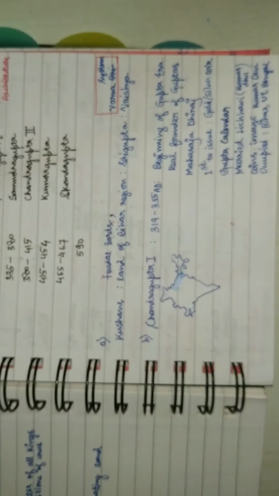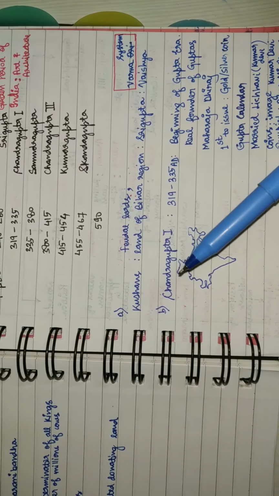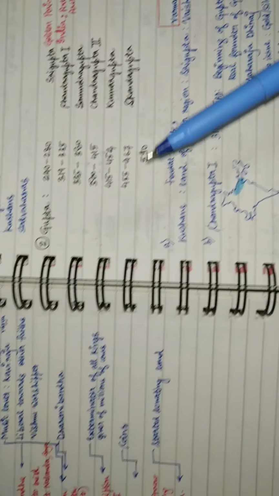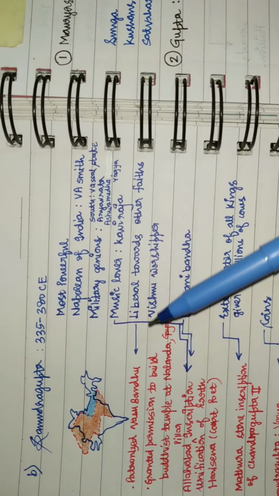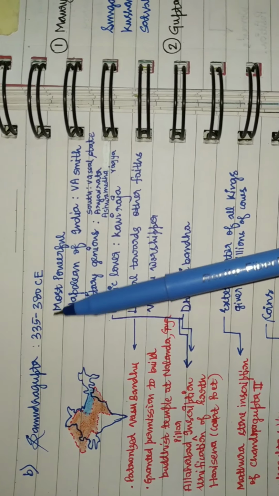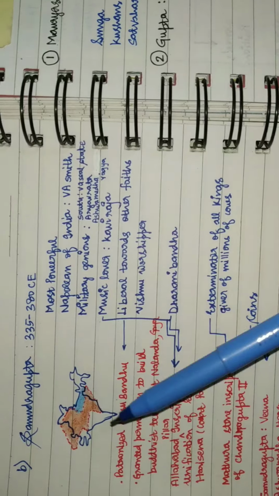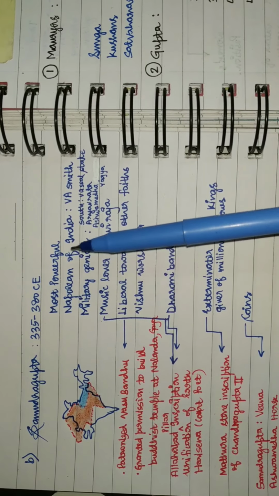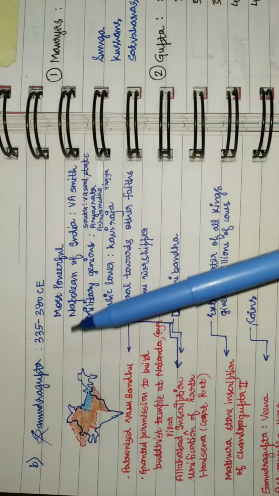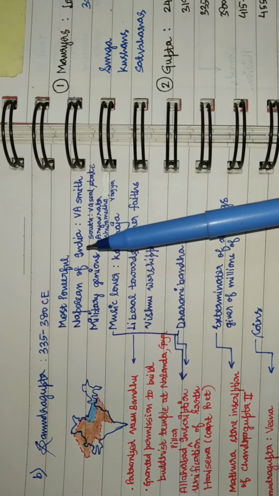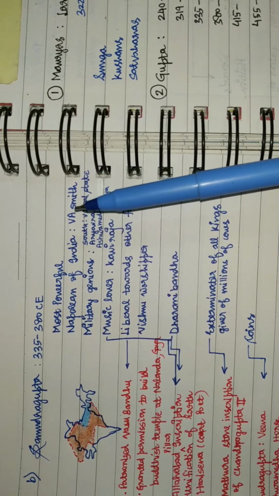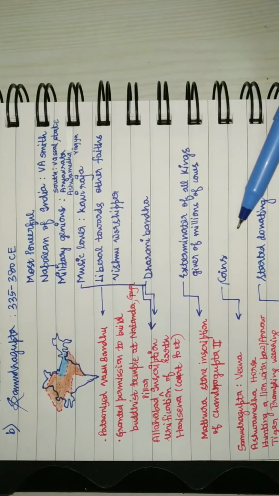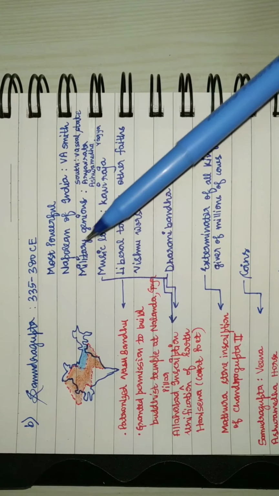Now if we see the next ruler, the son of Chandragupta I and Kumara Devi is Samudragupta. Samudragupta ruled from 335 to 380 Common Era, and he is considered the most powerful ruler of the Gupta dynasty, also termed the Napoleon of India by historian V.A. Smith. He was a great military genius because he adopted different strategies for different regions.